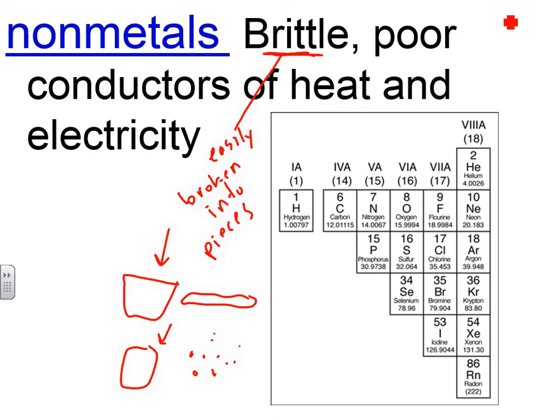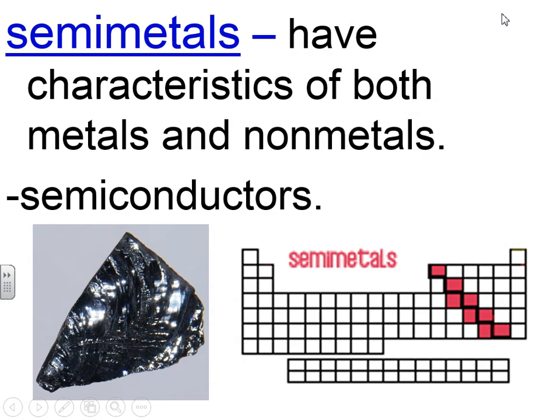You'll notice that there's fewer nonmetals than there are metals. And most of the periodic table then is made of metals. The last section then is the smallest, and these are called semimetals. Now, they're called semimetals because they're part metals, part nonmetals, and they have characteristics of both of these. These are called semiconductors. So whereas metals were good conductors, nonmetals were poor conductors, these are in between.